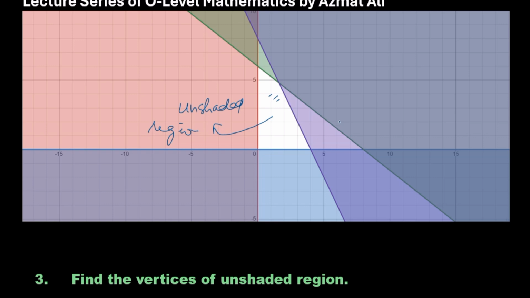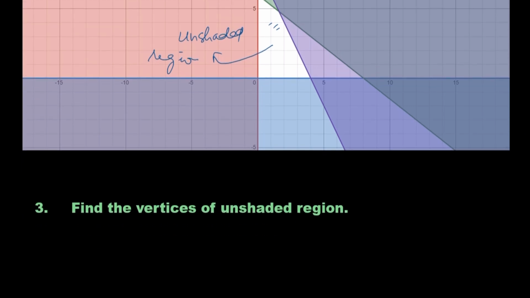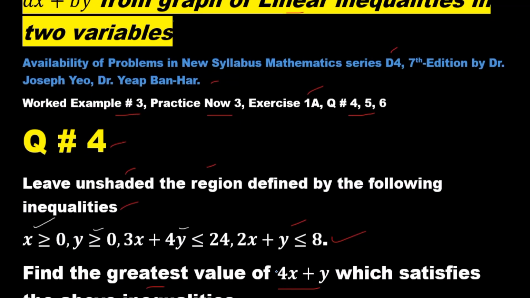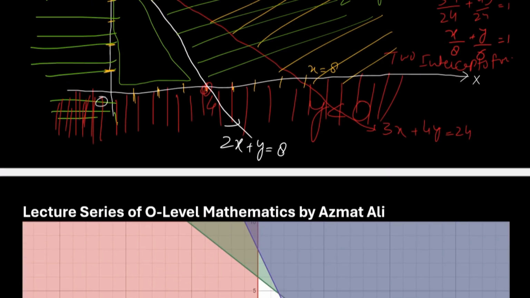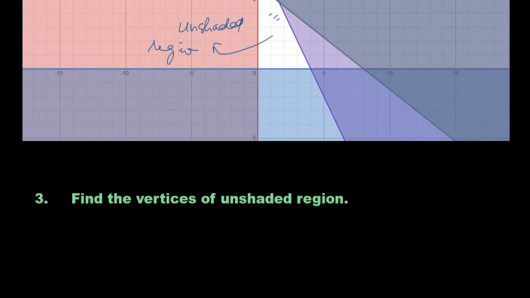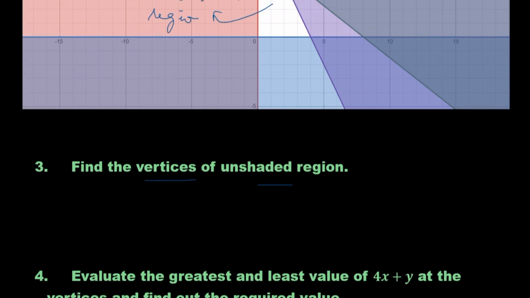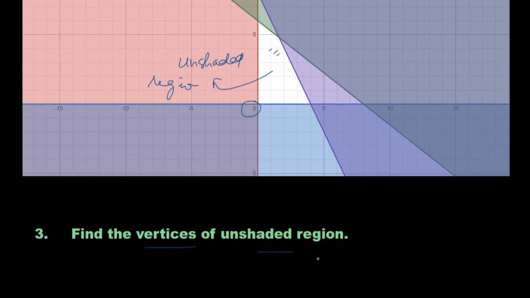Next, as we need to find the greatest value of 4x plus y, the third step that we will use here is to find the vertices of the unshaded region. You can see this unshaded region is actually a quadrilateral whose first vertex is the origin, whose coordinates are 0, 0.